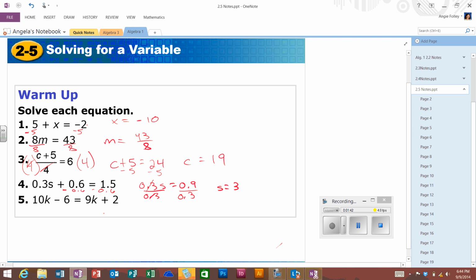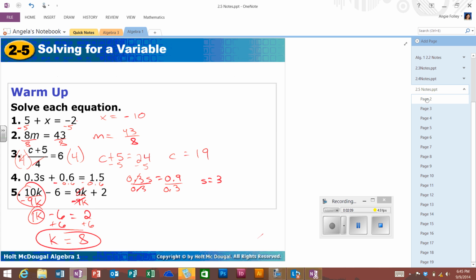All right, I've got variables on both sides. We need to get them on the same side. I'm going to move the 9 over because I want to keep a positive variable. So that leaves me with 1k on this side. This goes away. Now I'm going to add 6. And that just leaves me with k. You can write 1k if you want. So I should get k is equal to 8.